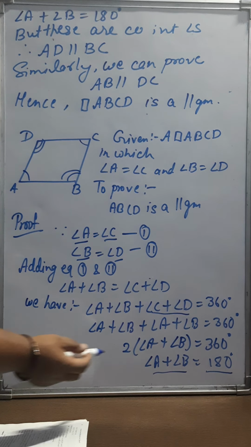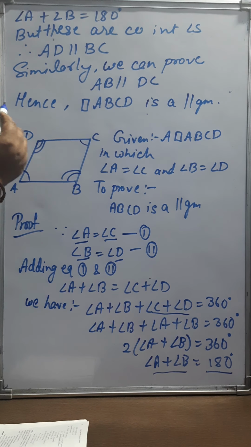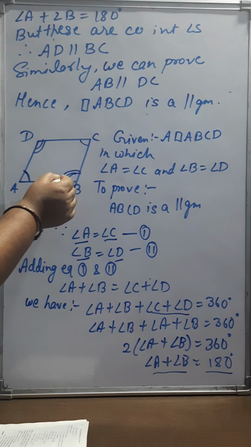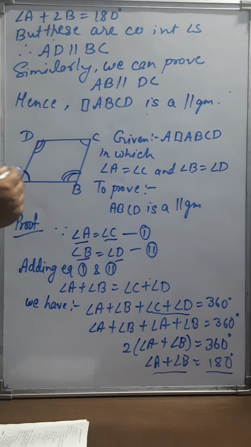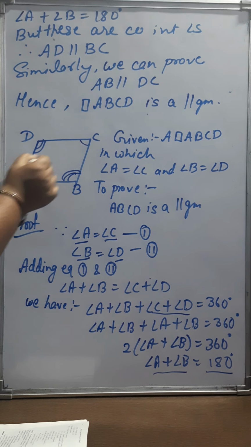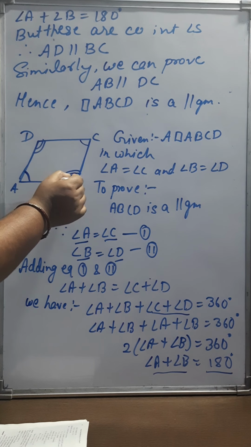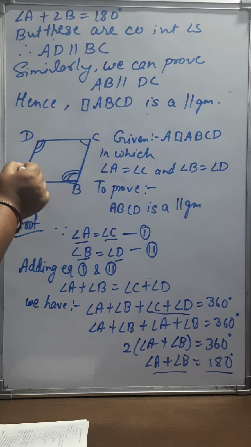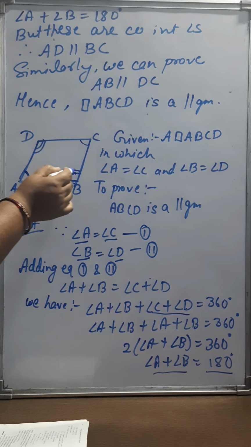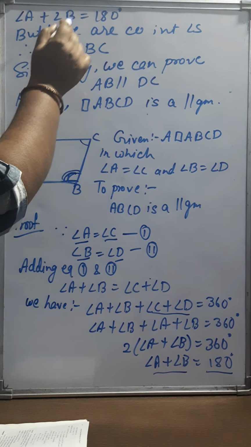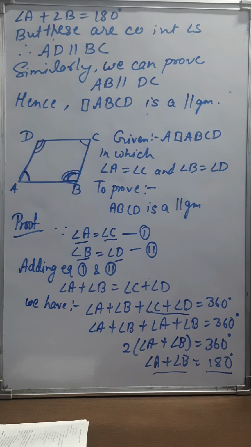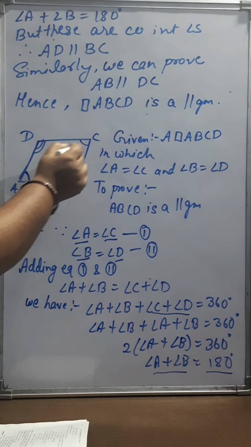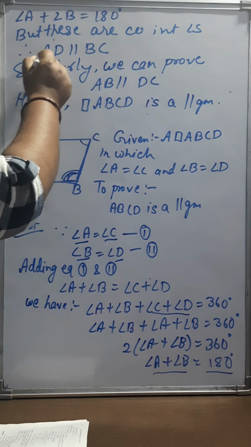So we got A plus B is equal to 180 degree. But A plus B is equal to 180 degree is looking like co-interior angle. If AD and BC are parallel and this is a transversal, then only A plus B will be 180 degree. So I wrote, but these are co-interior angles, and if co-interior angle sum is 180 degree, we can easily write AD will be parallel to BC.